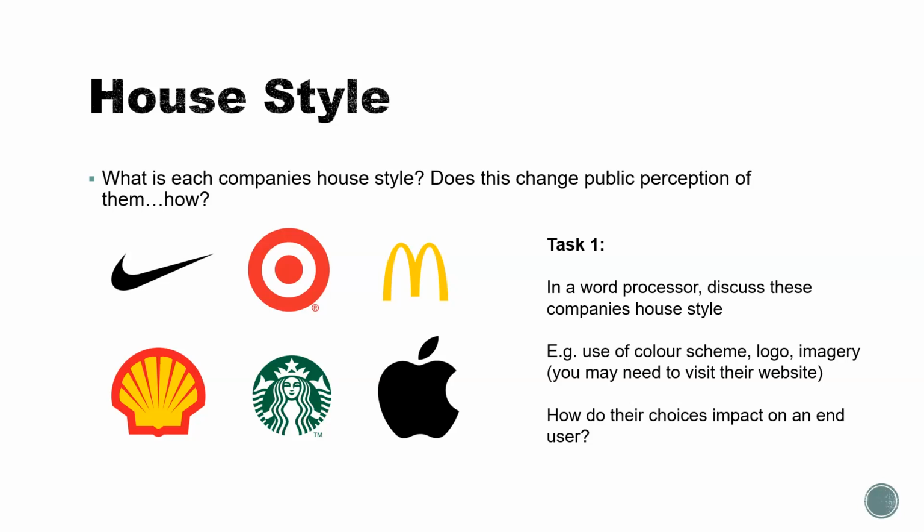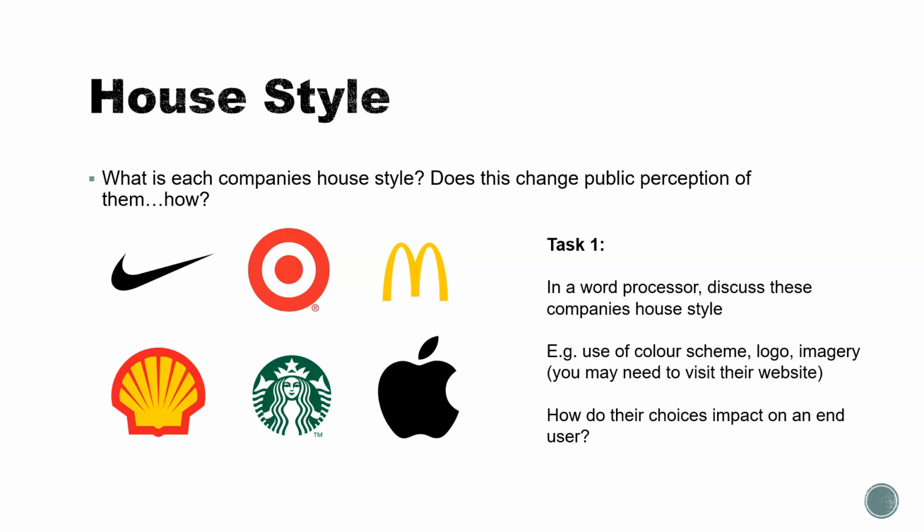Now, once you've done the Tesco activity, I'd like you to do a slightly longer task, where I'm going to give you 6 different companies. They're all quite well-known companies, and I'd like you to think about each one of their house styles. So you have Nike, Target, McDonald's, Shell, Starbucks, and Apple. I'm reeling out the names because on my next slide I do have a list of the names just in case you need to refer to it later on.